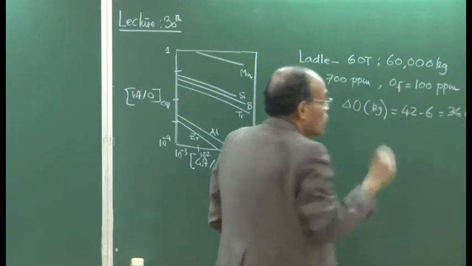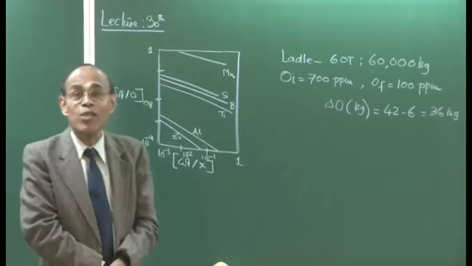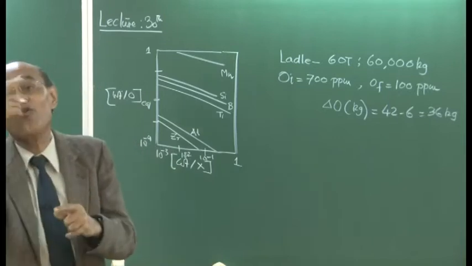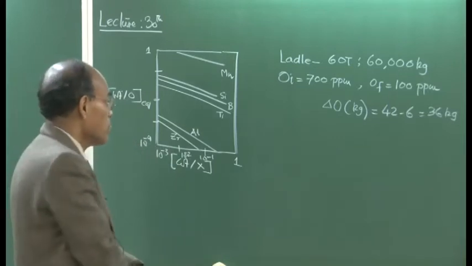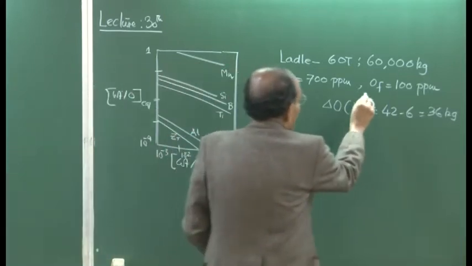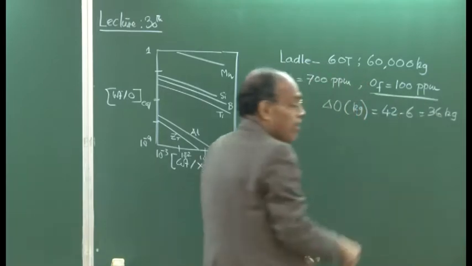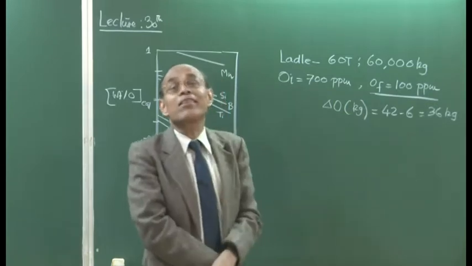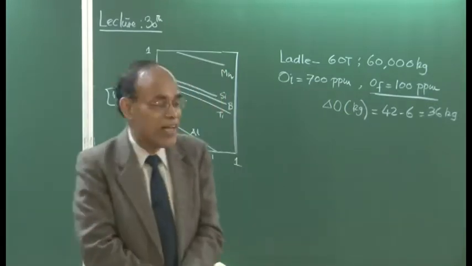This much oxygen you are going to remove, and you must remember, where will this oxygen go eventually? This is going to go entirely into the deoxidation product, and this much oxygen is going to remain in the metal, okay? And this will be in equilibrium with the dissolved deoxidizer content.